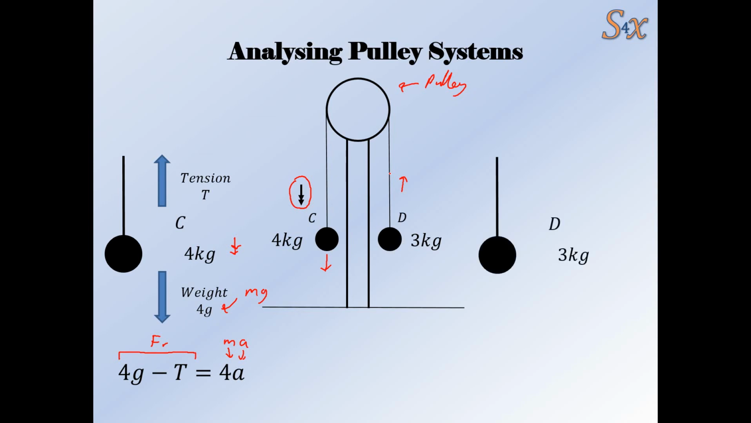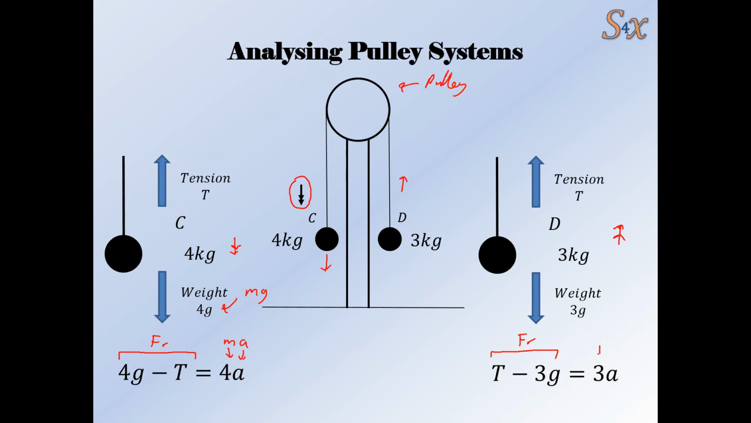So let's have a look at particle D now. Again, there's a tension force and a weight force. But remember that this is moving upwards. So we're going to write T minus 3g as the resultant force because we're taking the upwards force as positive. And it's just going to equal ma again. Again, we've got two equations here. When we solve them, we can find the tension and find the acceleration, and we'll solve the problem. Once we've found the tension and the acceleration, that's normally the hard work done for a question, or certainly the majority of the work done anyway.